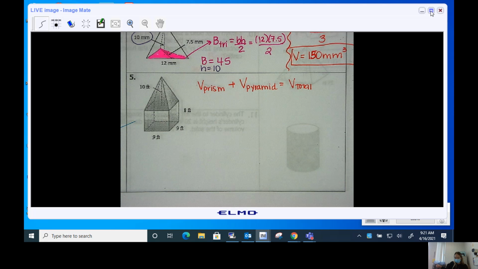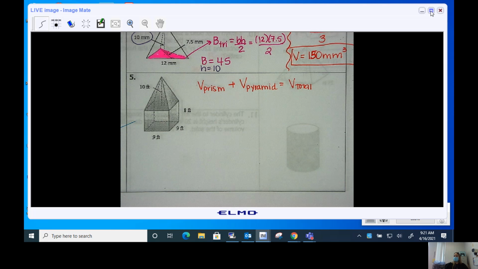Easy peasy, right? Now, volume of the pyramid is 1/3 area of the base, times the height. Or in other words, area of the base times the height divided by 3. Now, if you're looking at that pyramid, what is the shape of the base? Just the pyramid. It's a square.